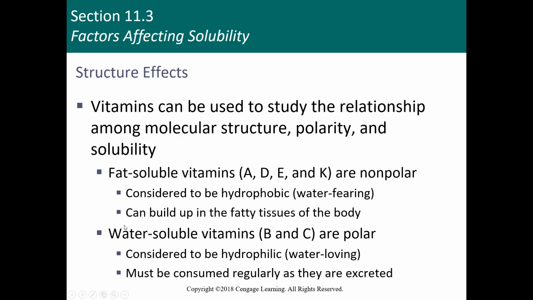On the other hand, we have water-soluble vitamins. Water-soluble vitamins are vitamins B and C, and these are polar. What that means is these are considered hydrophilic, which means water-loving. That means they dissolve in your blood, they dissolve in your water. You're going to urinate vitamins B and C out every day. And that means that you have to consume vitamins B and C regularly.